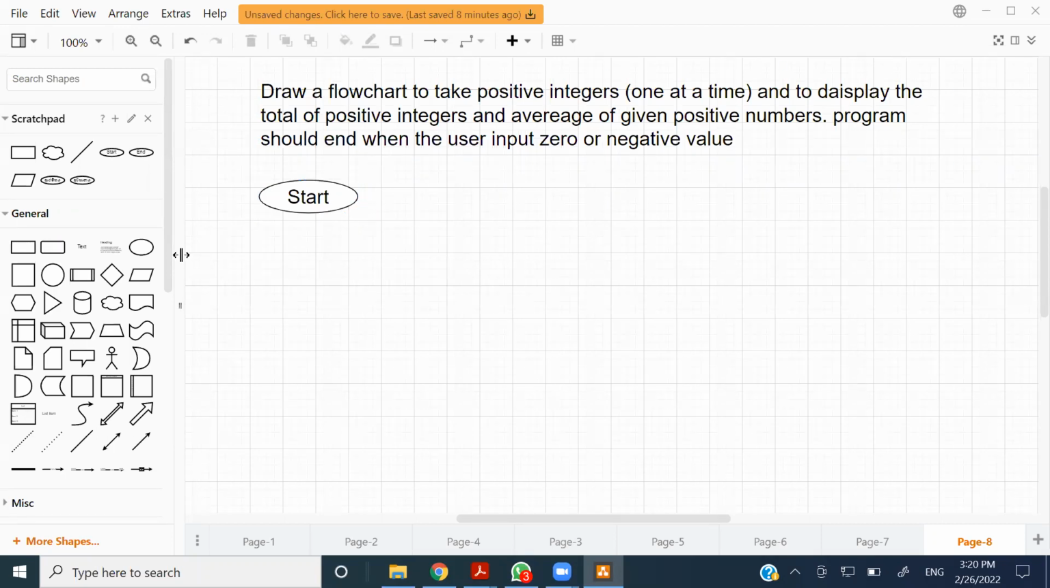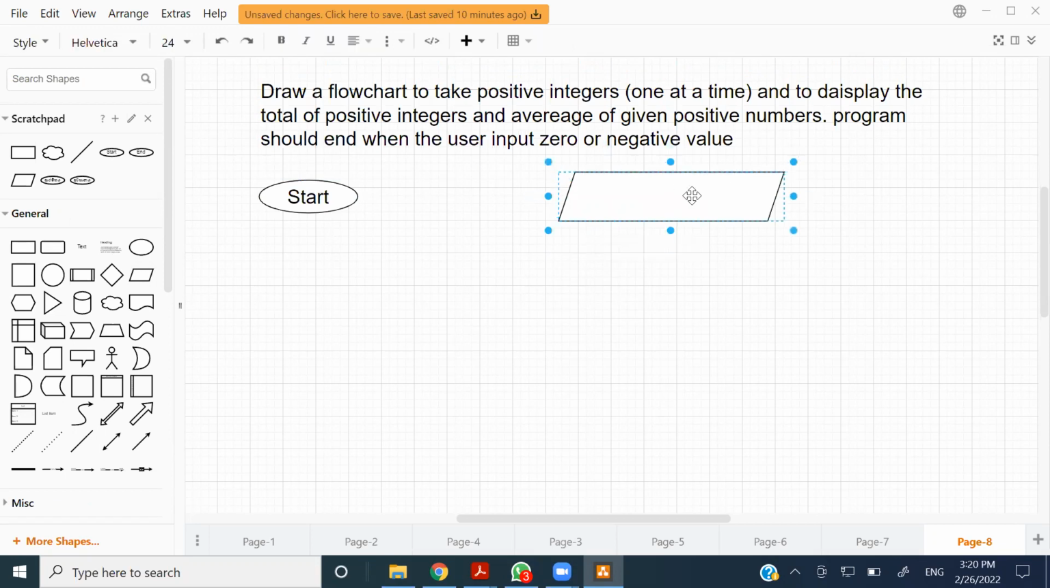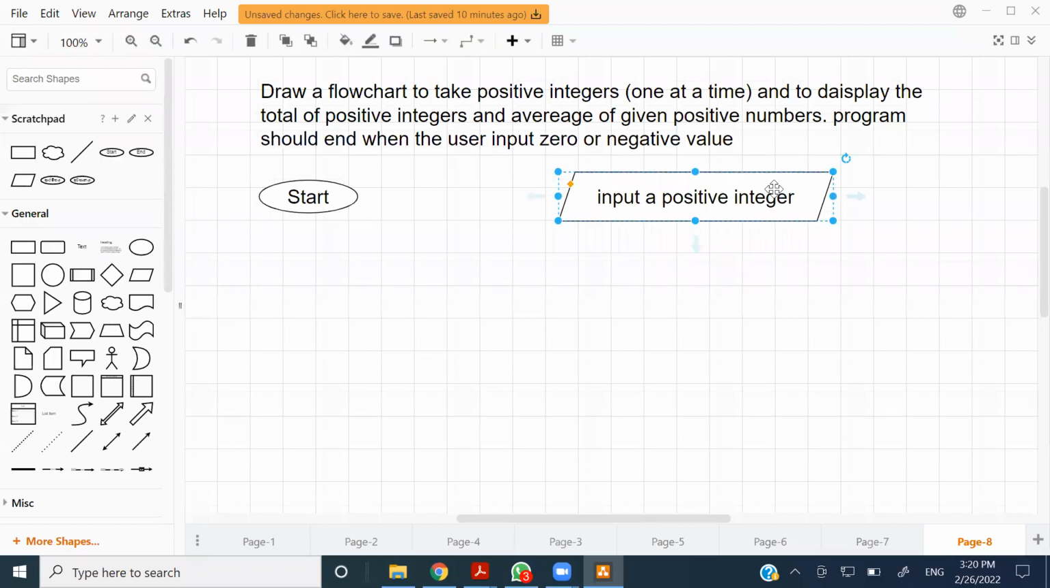Okay, so if we think generally, we need the positive integer, right? So we can say input a positive integer. Now the people who have sent me the answer have some differences. Since I'm doing this for everyone to understand, input a positive integer.